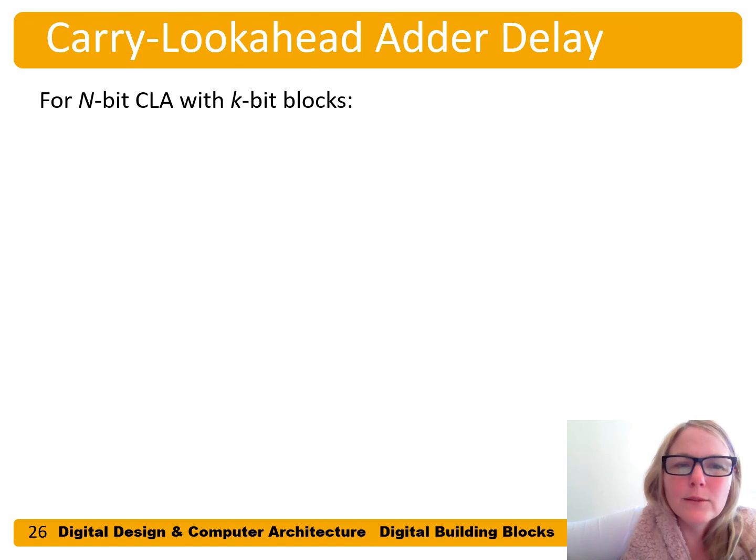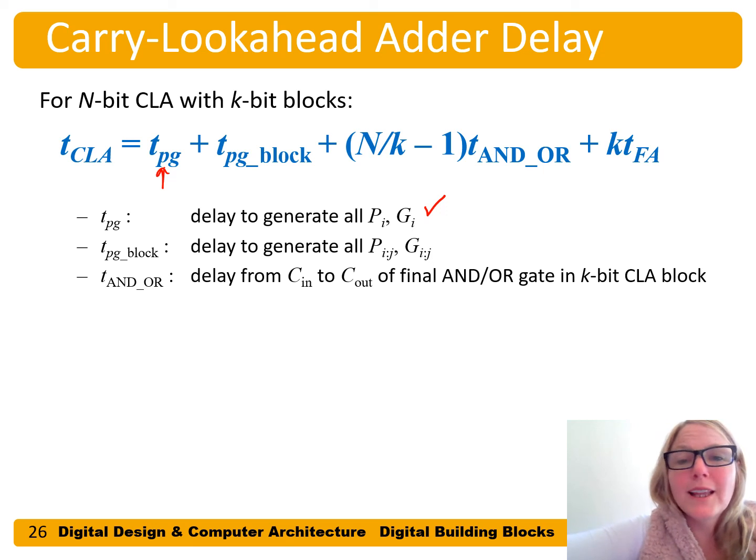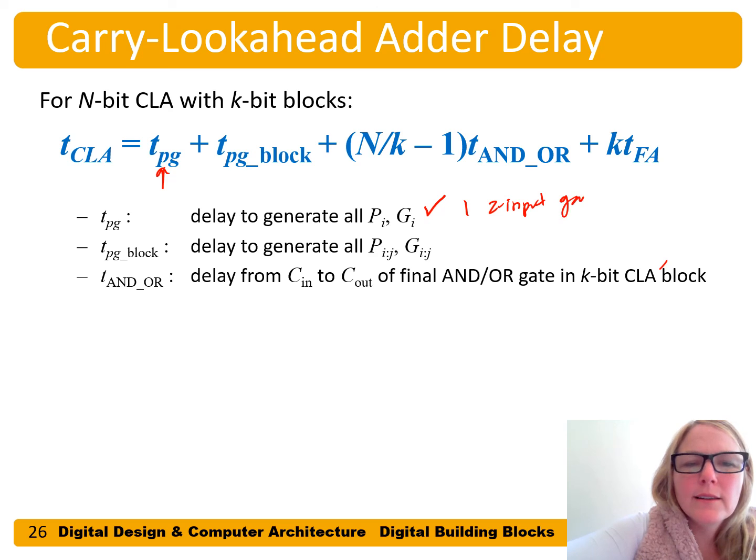And so we can calculate the delay. It's a little more complex, but we have the delay to generate the individual column propagate and generate signals. So T_PG is what we're calling this. We know that's just 1 gate delay, 1 2-input gate, either an AND gate or an OR gate. The delay to generate the block propagates and generates, that's this next amount, and we know that that's 6 2-input gate delays in this case, because we have a 4-bit block, but maybe it'll be different for different k-bit blocks.